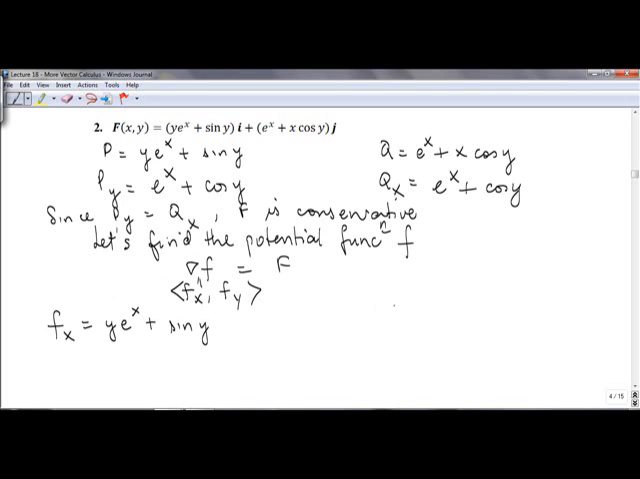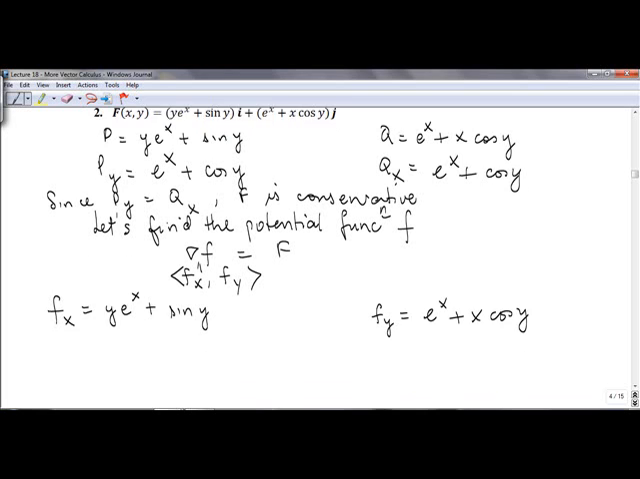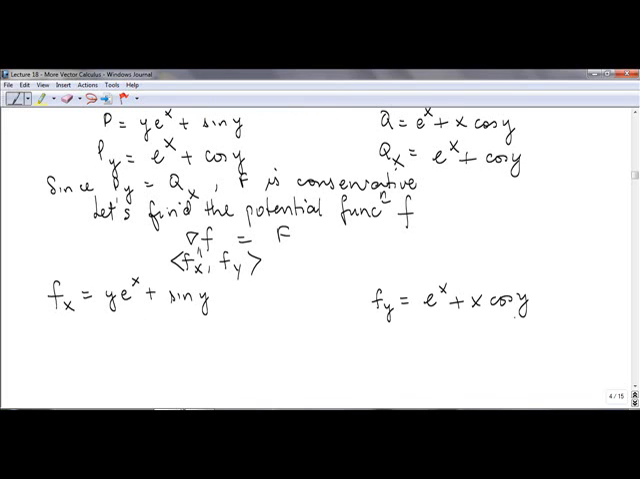Now, we'll deal with the second component in a little bit. Let's write it down on the side there. f sub y, the second component, is e to the x plus x cosine y. Okay. Let's deal with the first component. Remember what we're trying to find? We're trying to find the potential function f of x, y. So let's use this first equation to find it.